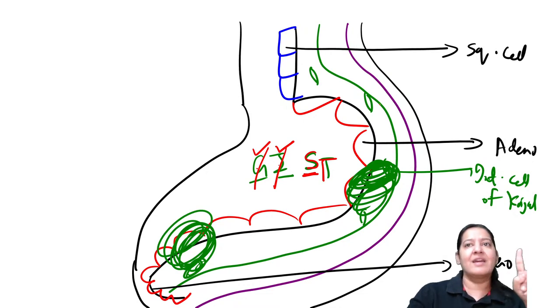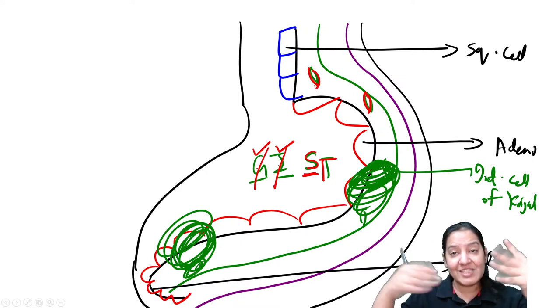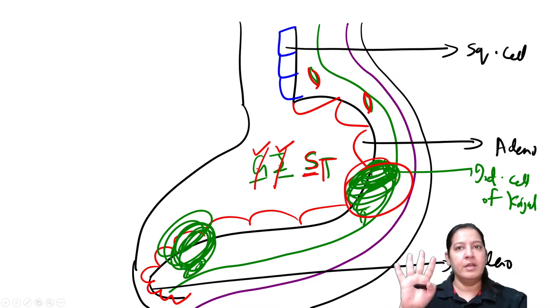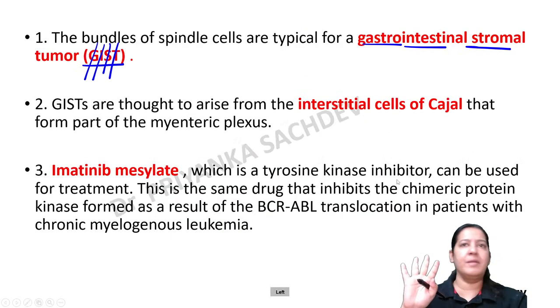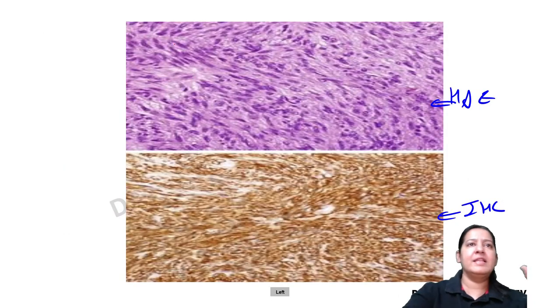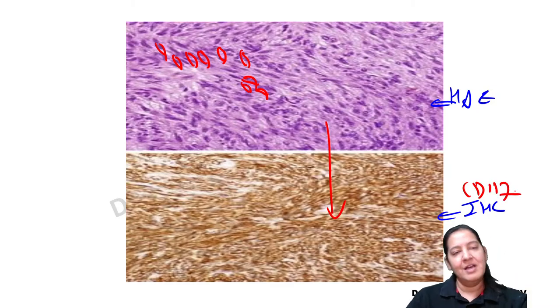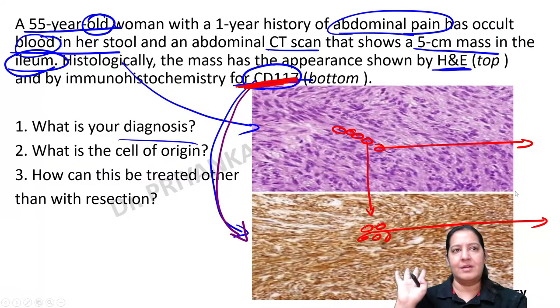So the cells here are spindle shaped. Can you see the cells? The interstitial cells of Cajal are spindle shaped cells, and these spindle shaped cells are proliferating and forming a mass. See the diagram. All the tumor cells are interstitial cells of Cajal. These all are spindle cells, and typically these are positive for CD117, so that you can understand.